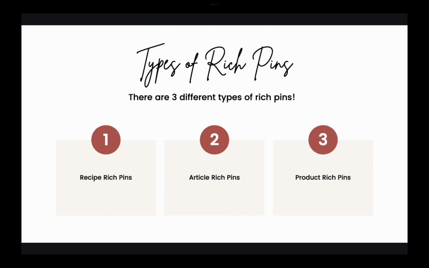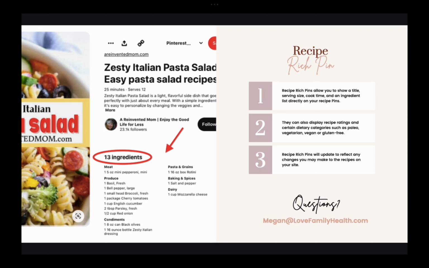So there are 3 types of rich pins: recipe rich pins, article rich pins, which again are blog posts as well, and product rich pins. So the first one I'm going to talk about is a recipe rich pin. Now this is my client's pin. She is a food blogger. She has amazing recipes.